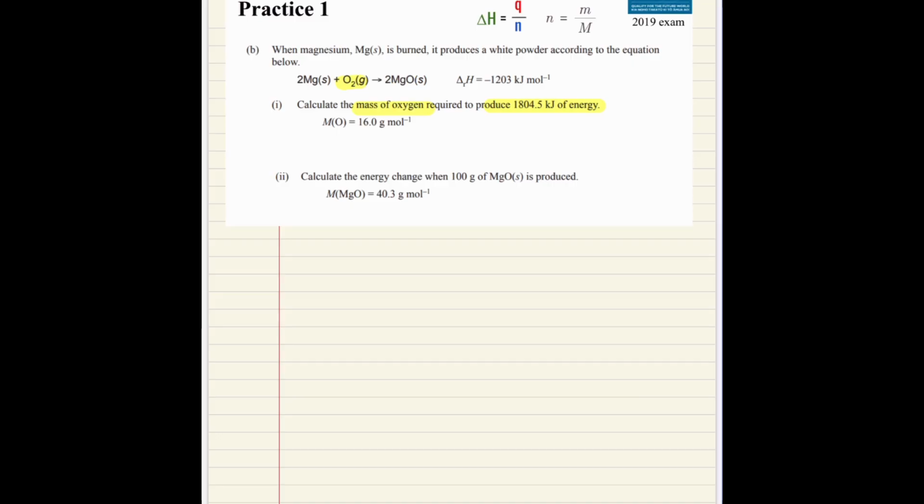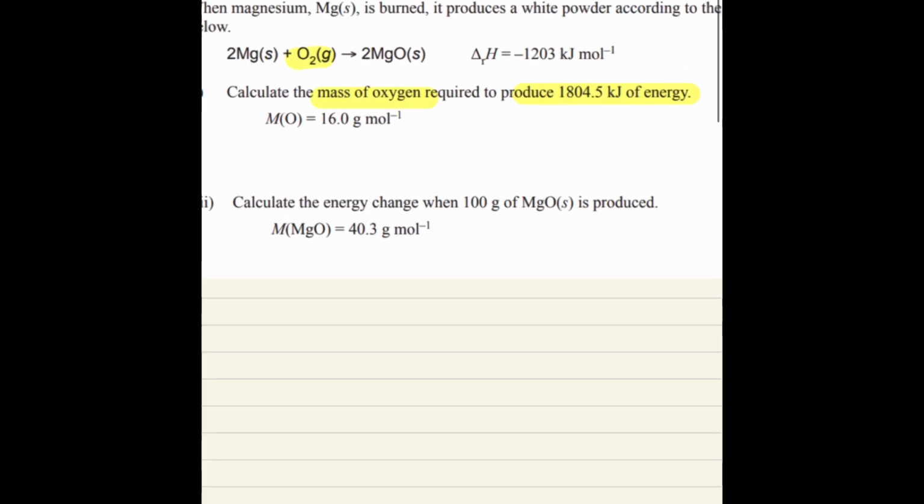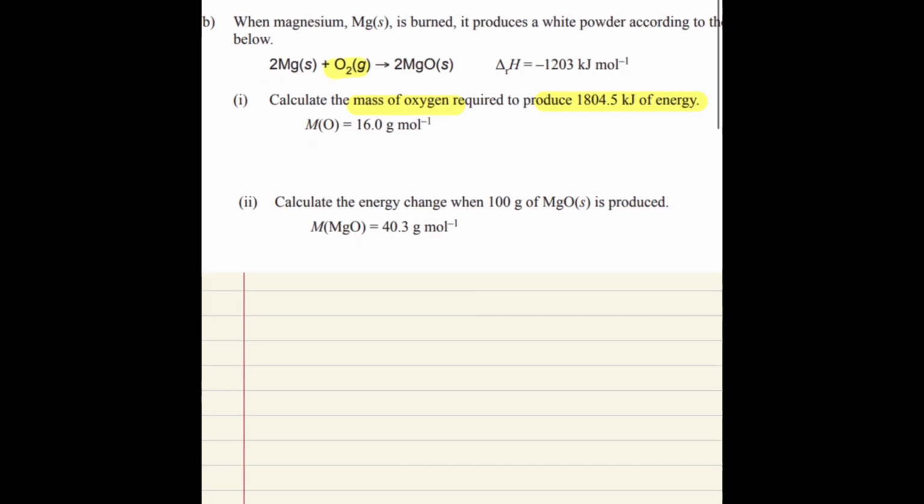All right, so cool. Nice and easy. We're trying to find the mass of oxygen required. Before we do that, we need to obviously find the moles. So moles of O2, based on my information from the equation and the reaction. 1 mole of oxygen when it reacted produced 1203 kilojoules of energy. So moles equals Q divided by delta H.